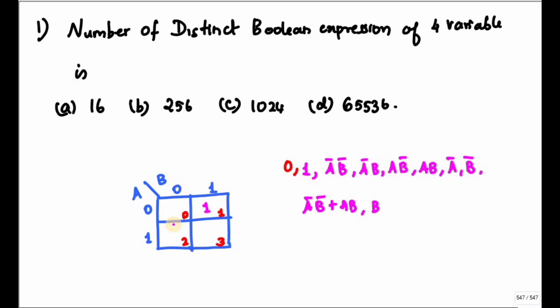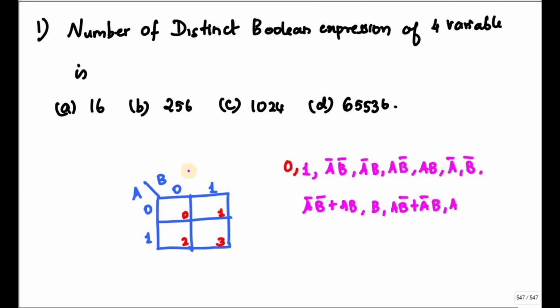And suppose these two are filled with 1. Then the answer will be A, B bar plus A bar, B. And suppose these two are filled with 1, then the answer will be A. Am I right? So I think that's all about substituting two ones.